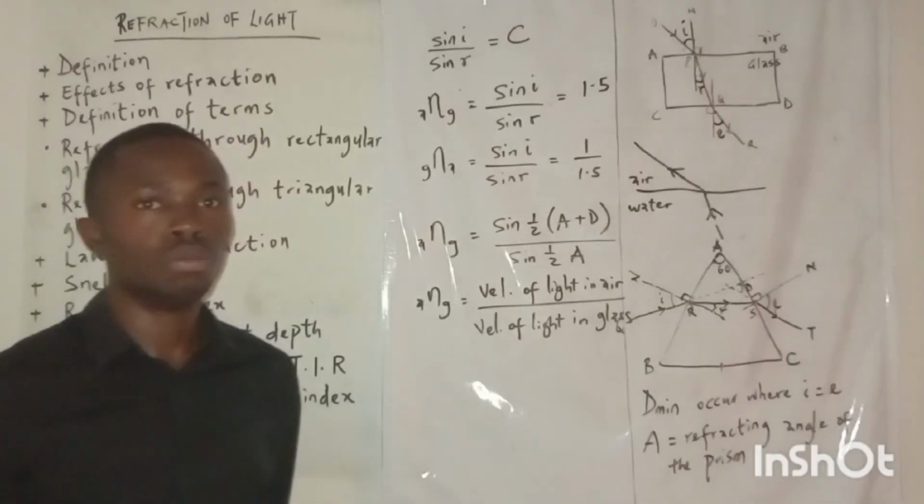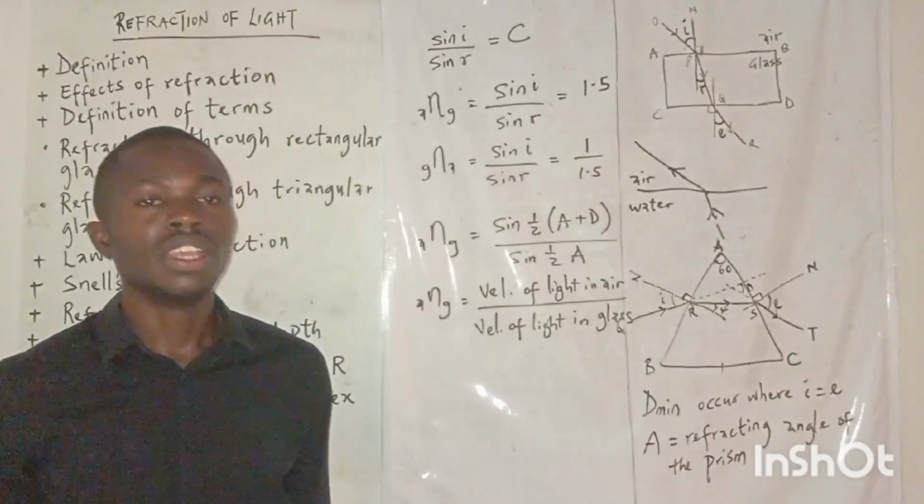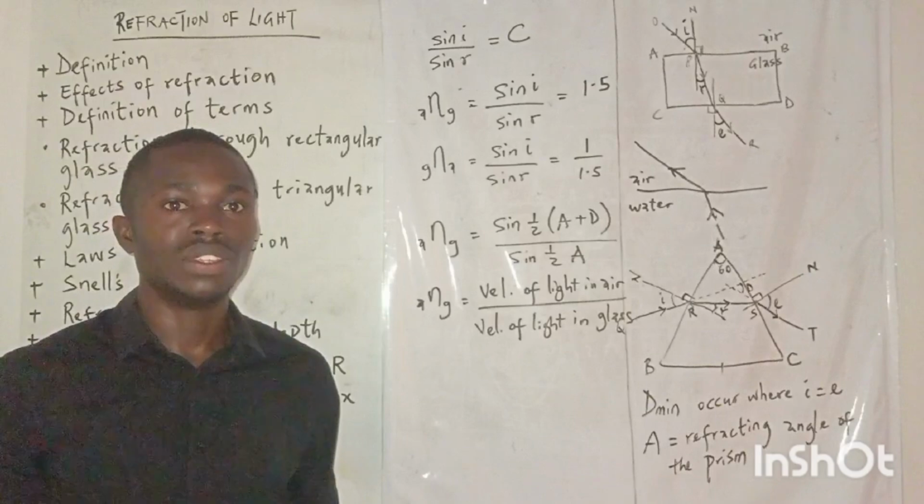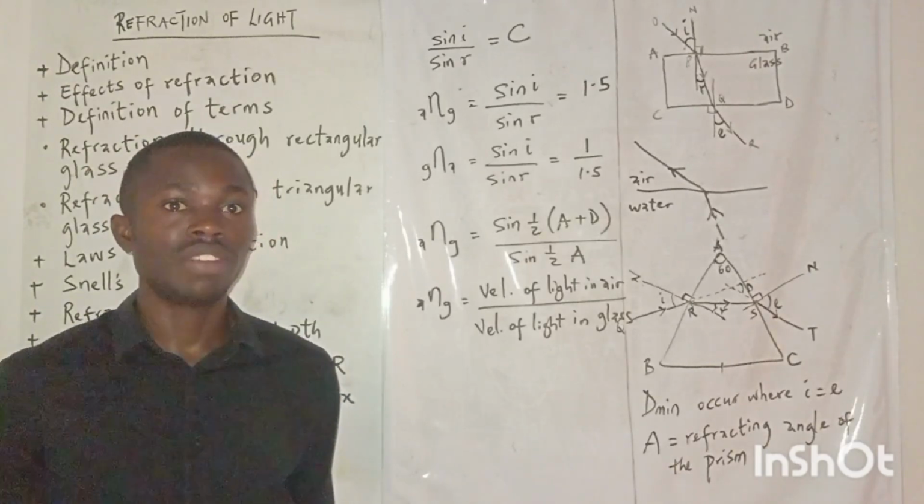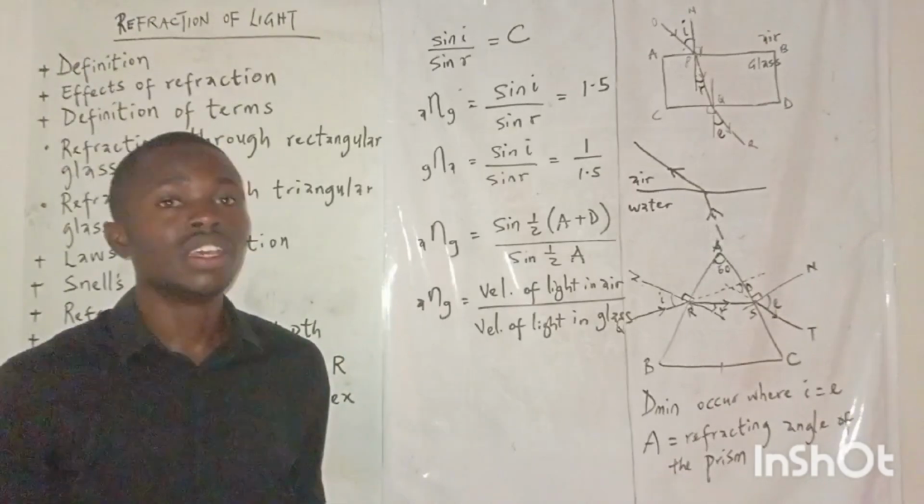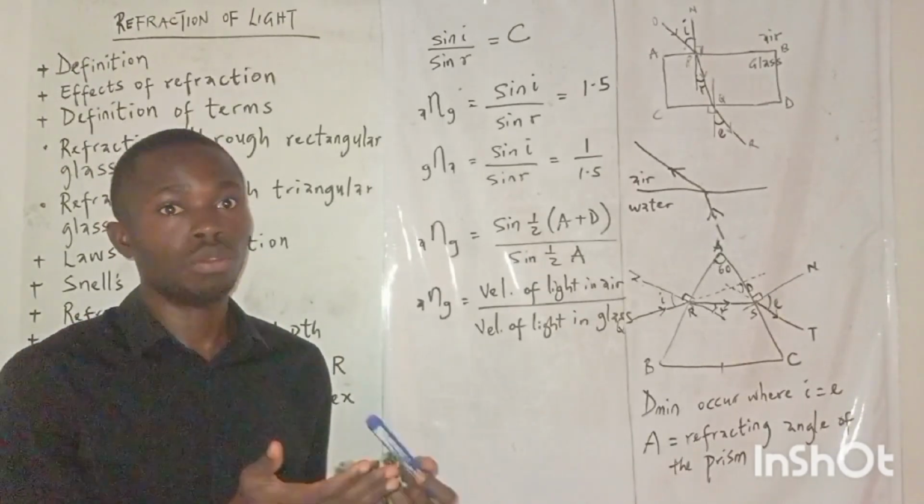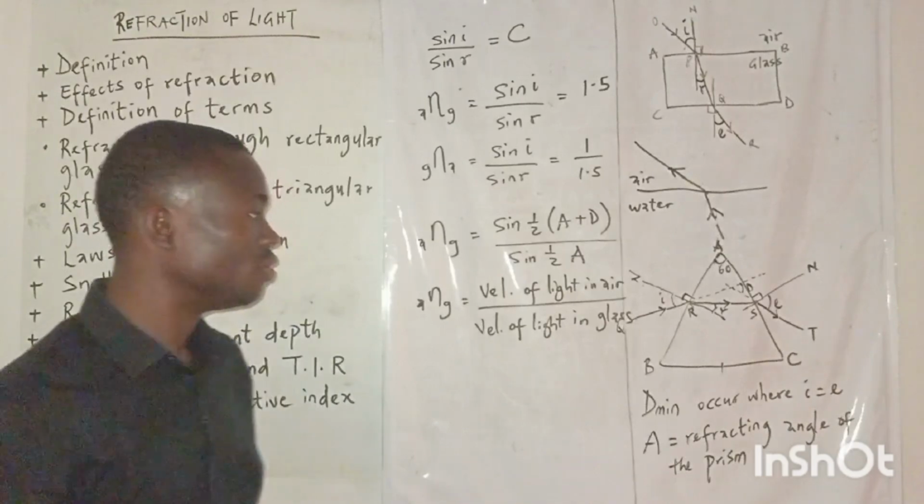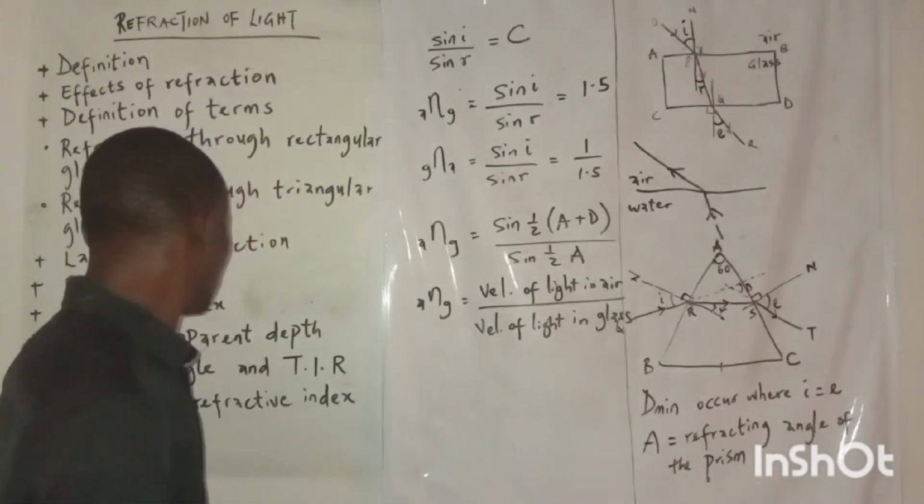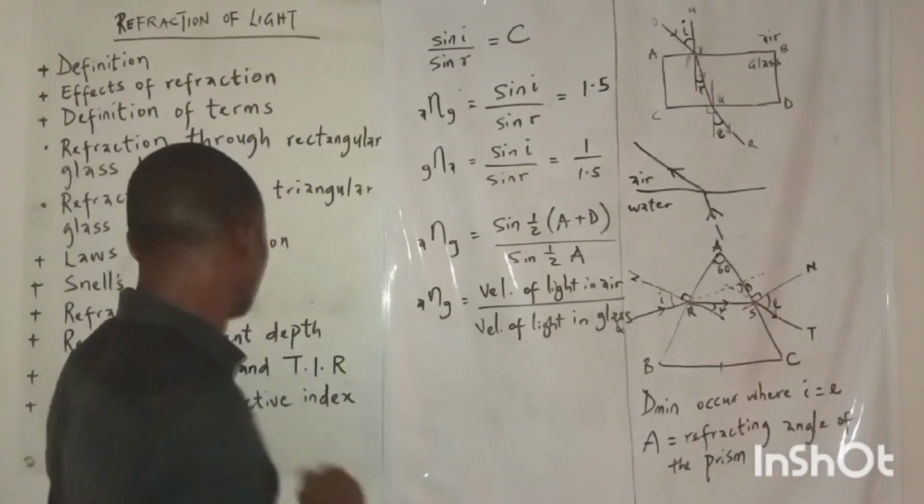If you have two media, say maybe air and water, the refractive index can be expressed as the speed of light in air all over the speed of light in water. That's if light is traveling from air to water. Velocity in the first medium all over the velocity of light in the second medium will give the refractive index. Now, we come to the next item.